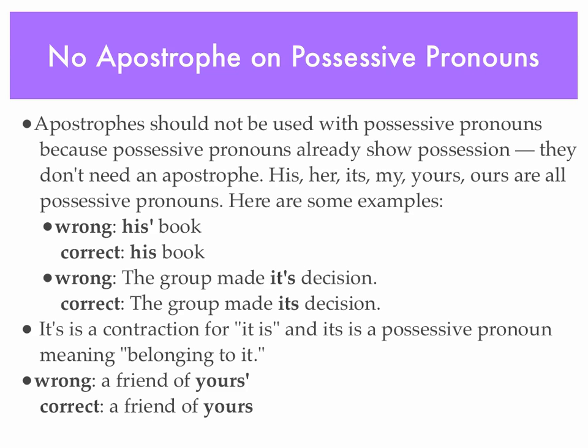It is wrong to use an apostrophe on the word his, like in his book. Also wrong to use one with its. It's with an apostrophe s means it is. It is actually a contraction. And wrong to use an apostrophe on yours.